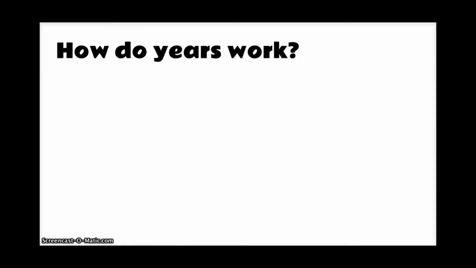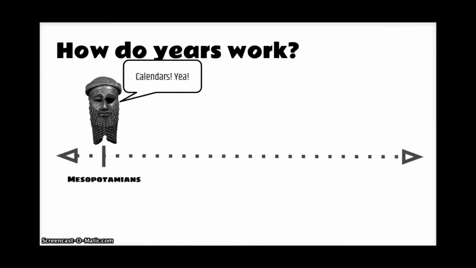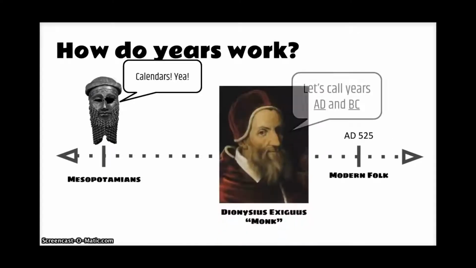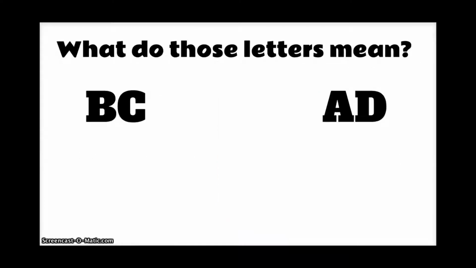Keeping track of time dates back to the ancient Mesopotamians. There were many civilizations that had their own system of keeping track of years, but our modern system of numbering years was not developed until AD 525 by a man named Dionysius Exiguus. Sorry for the bad pronunciation. Dionysius invented the system that has school children across the globe confused about what AD and BC stand for. So what do these letters mean?